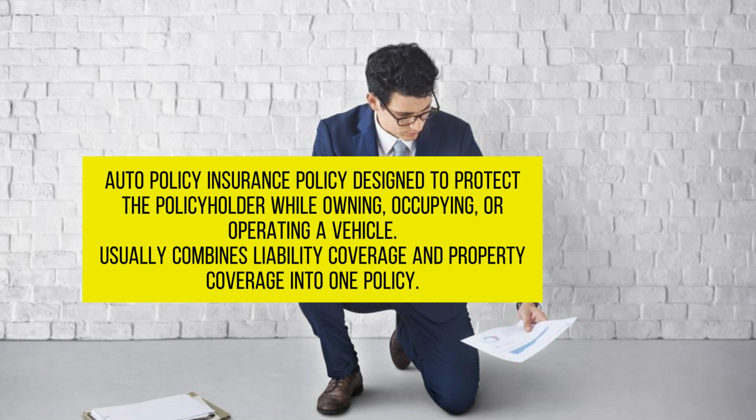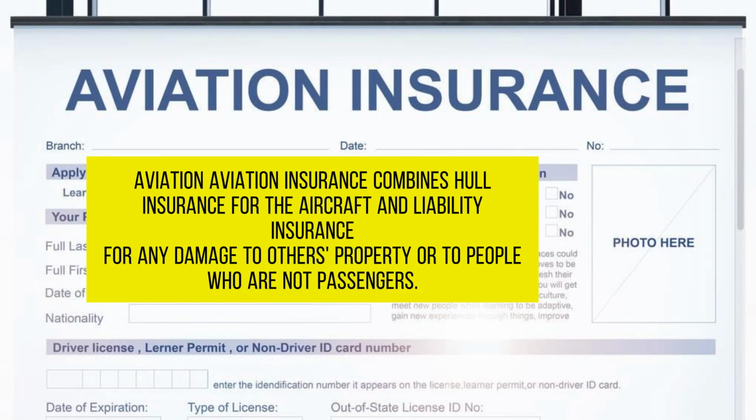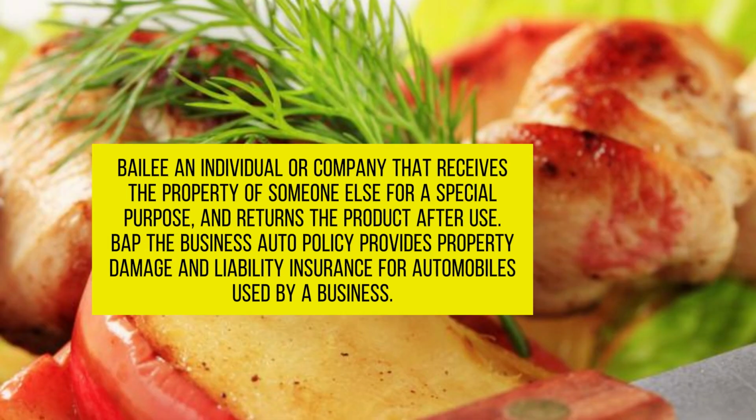Auto policy: insurance policy designed to protect the policyholder while owning, occupying, or operating a vehicle. Usually combines liability coverage and property coverage into one policy. No-fault laws also restrict the insured's right to sue the at-fault party. Aviation insurance combines hull insurance for the aircraft and liability insurance for any damage to others' property or to people who are not passengers. Bailee: an individual or company that receives the property of someone else for a special purpose and returns the product after use.